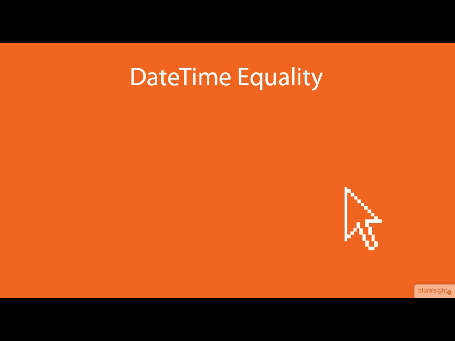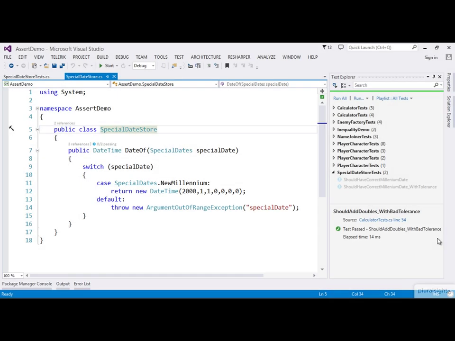Let's see now how we can use the is.equal_to method to compare date times. So here we have this special date store class, and it's just got a method called dateOf, which returns an instance of a date time depending on which special date enumeration value has been passed in. So here we've just got one for the new millennium, and if we specify a special date new millennium, we'll get back a date time instance for 2000, January the 1st, and midnight here. So this is hours, minutes, seconds, and milliseconds.